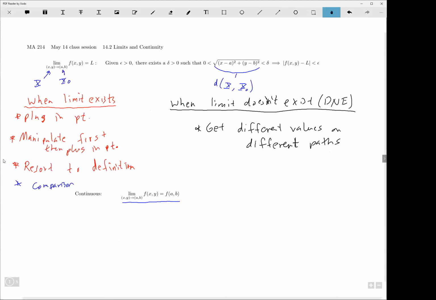Great. So that's limits and continuity 14.2. Once again, when the limit exists, you can plug in the point, manipulate first, resort to the definition, or use a comparison test, or some kind of comparison argument. And to show the limit doesn't exist, you show there are different values on different paths. This is also tricky because a lot of times you'll have two different paths that give you the same value, but that doesn't necessarily mean the limit exists. So you have to do one of these things to show the limit exists. Okay, great.